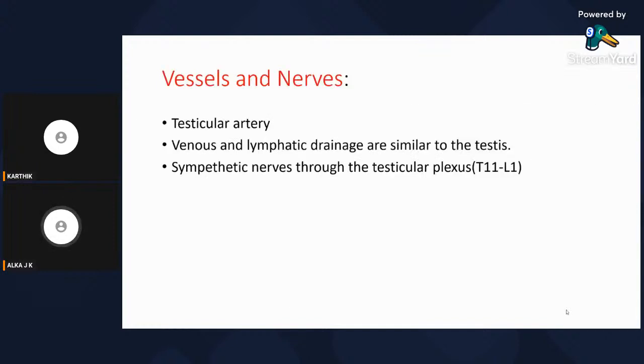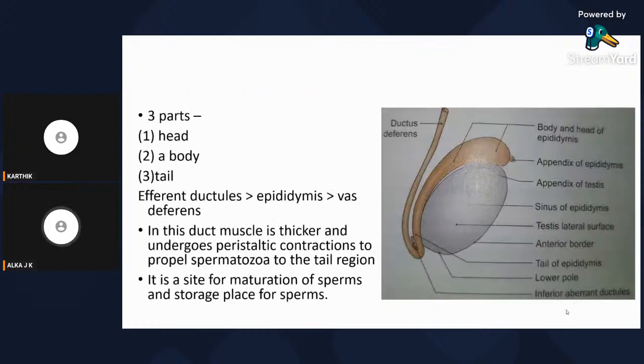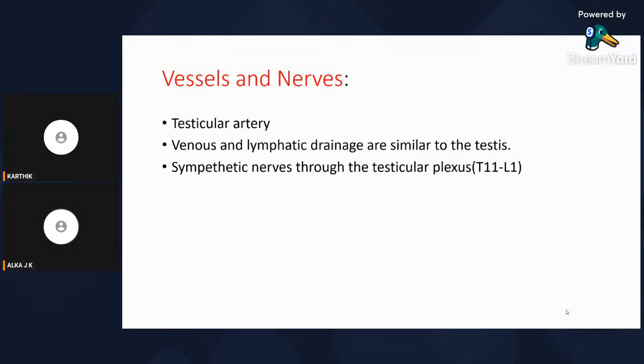The head is formed by the efferent ductules, and after that the single duct, the ductus epididymis, is going to form, which is highly coiled. It forms the body of the epididymis, and next it forms the tail of the epididymis, and afterwards it becomes straight, and that is continuous as the ductus deferens.